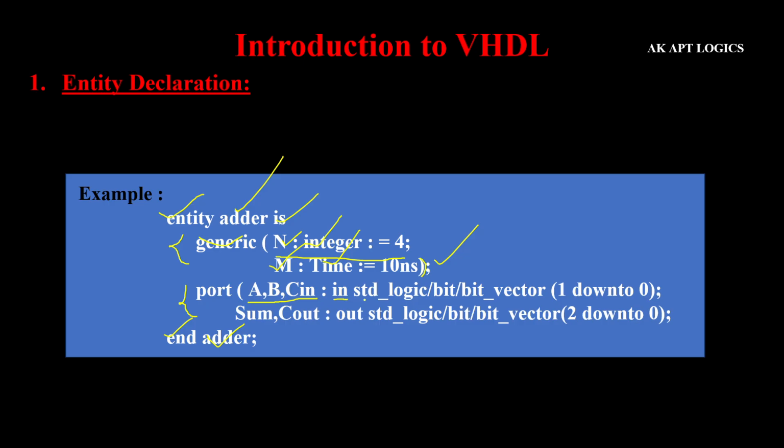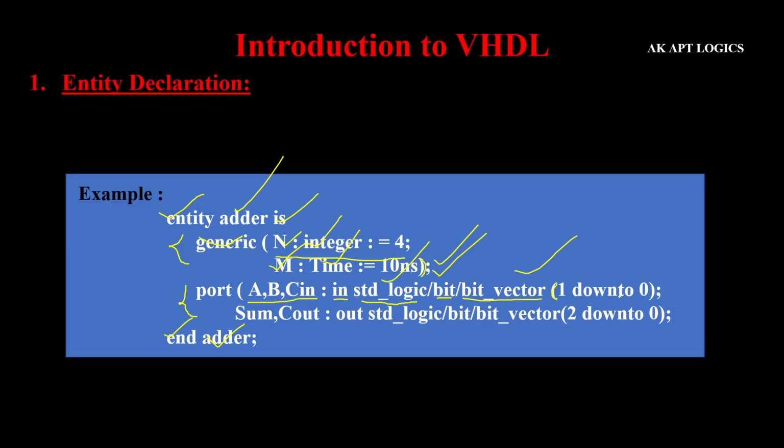So I specified a comma b comma c in, colon in, the mode is in, and the subtype indication may be std logic, or it can be the bit, or it can be the bit vector. Bit vector means more than one bit, so we have to use 1 down to 0, or 2 down to 0, 3 down to 0, right, like this. For multiple bits we are going to use the bit vector. For a single bit we are going to use the bit or std logic.